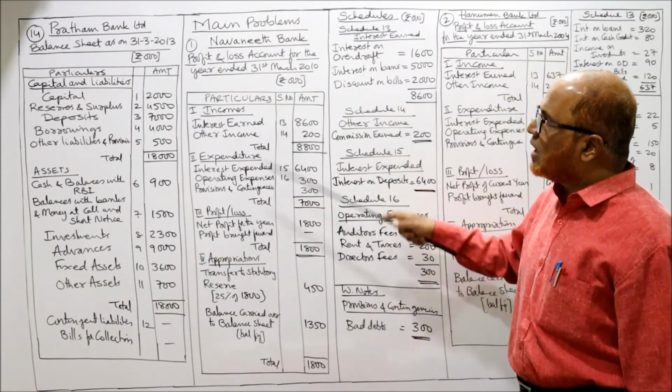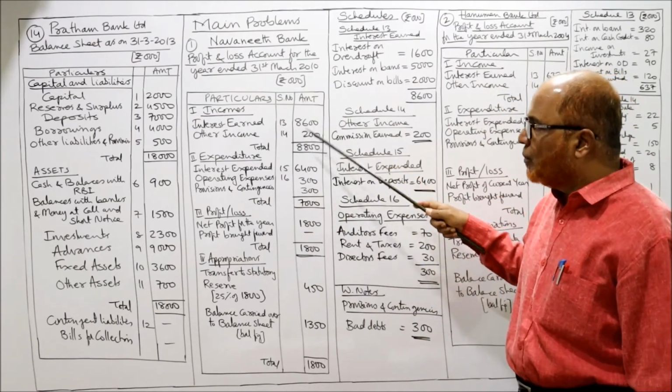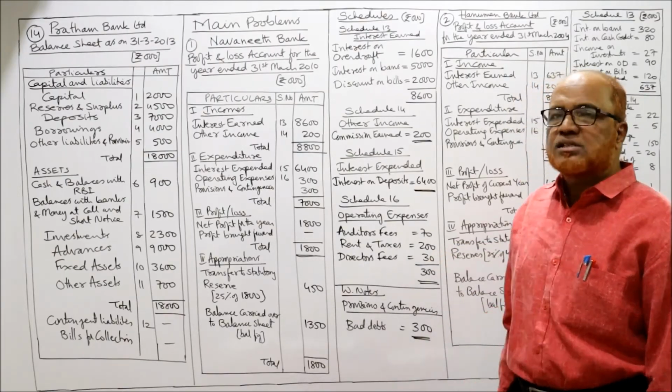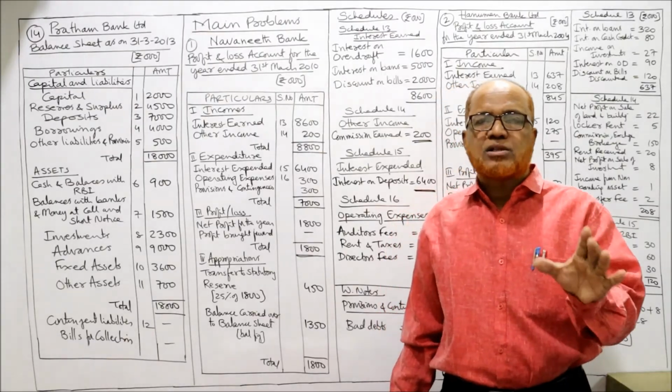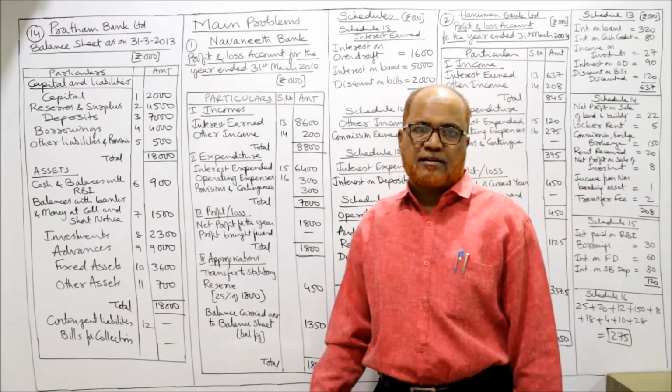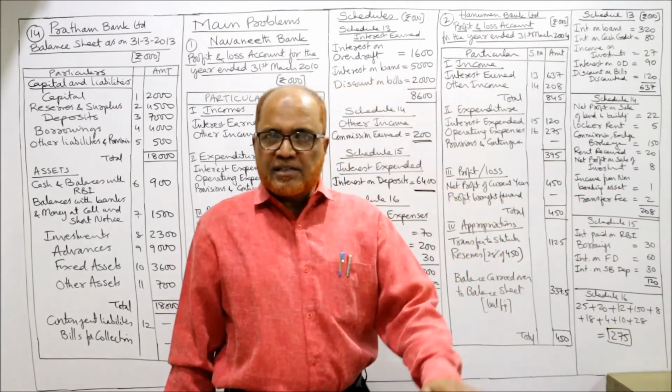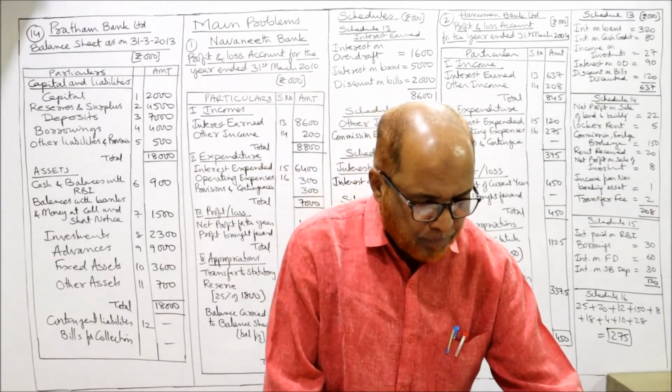Remember, all these are rupees in thousands. 3 zeros we have omitted, right? So this is the first main problem on preparing the profit and loss account of a bank. Hope it's clear. Now we'll come to the second problem.